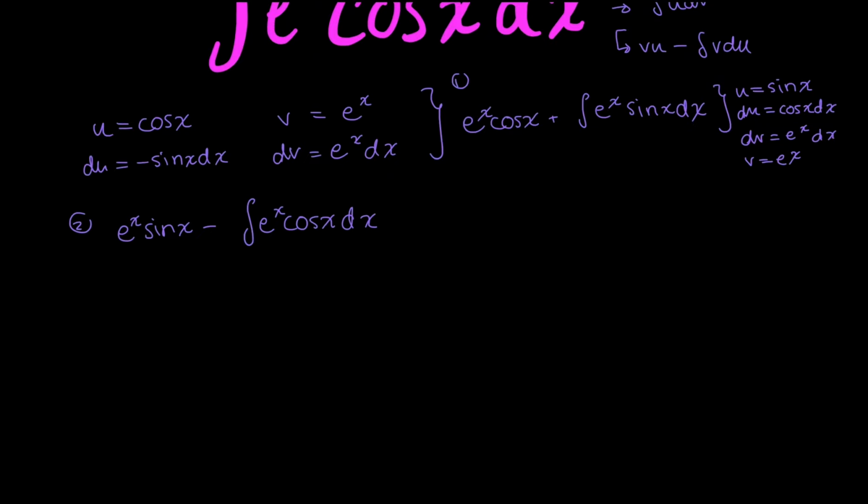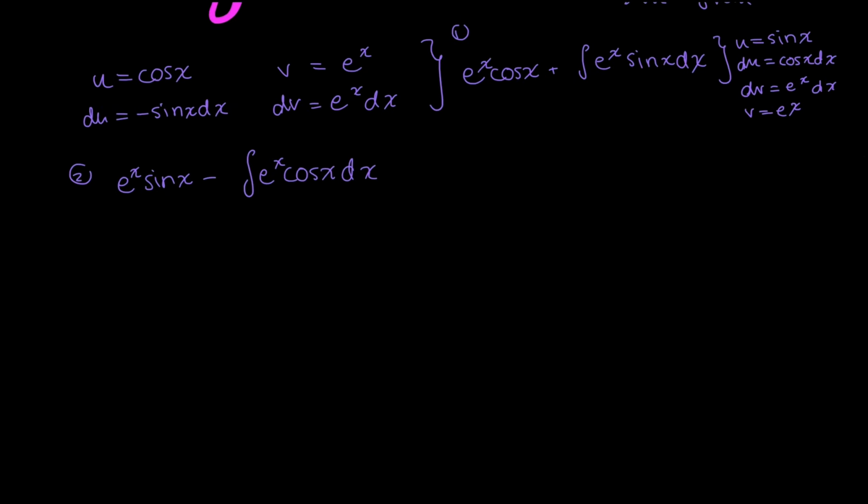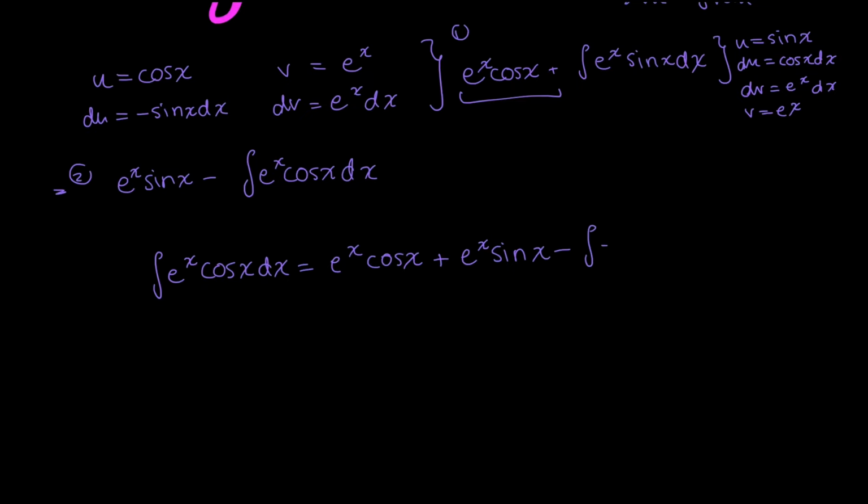So now I'm back to square one, and what I have is my original integral of e to the x cosine x dx is all equal to what we did in the beginning. So it's this e to the x cosine x combining with that second integration by parts, so e to the x sine x minus that integral of e to the x cosine x dx. So we have two integrals of e to the x cosine x dx. So we could just combine these two.